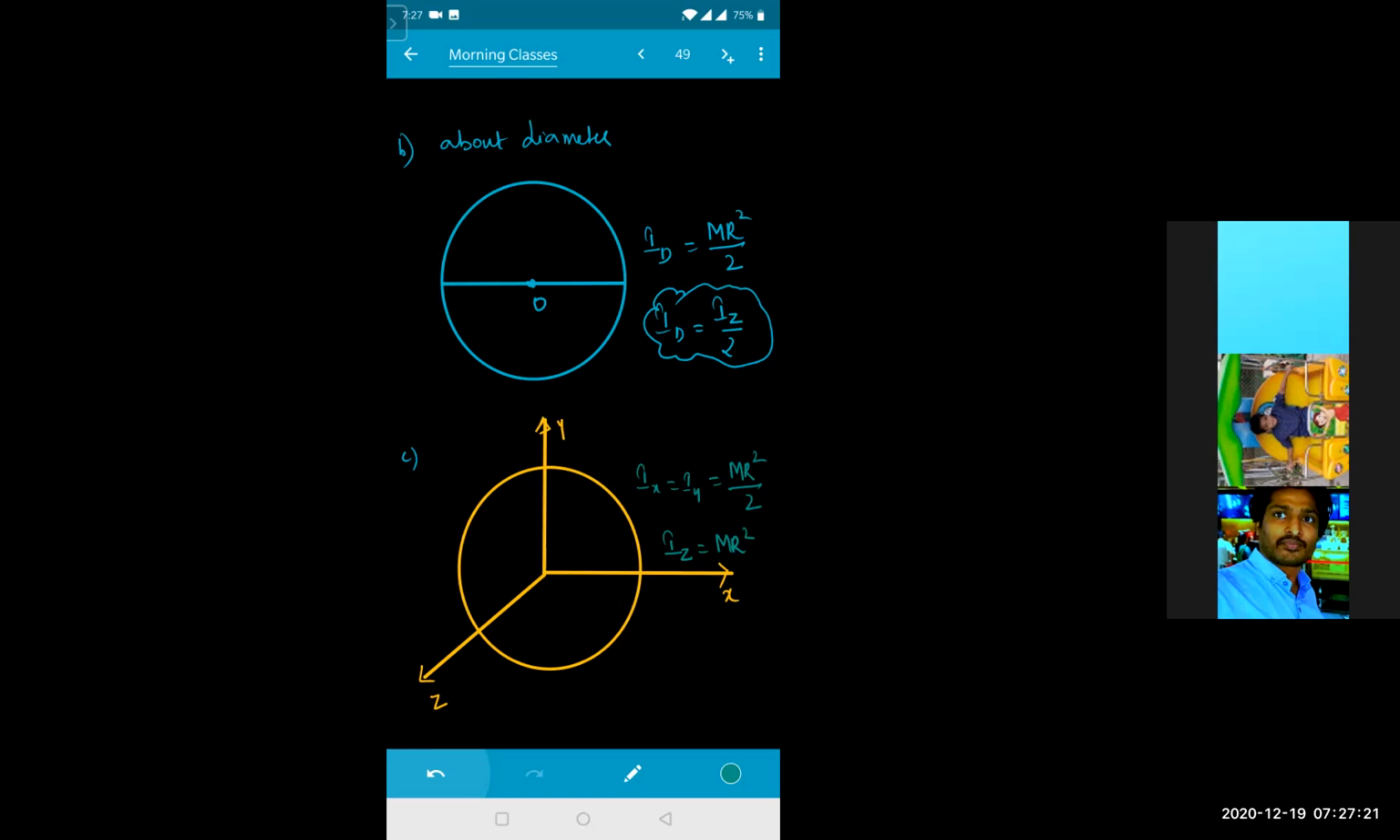I will do the proofs. Just try to remember first the diagrams and try to see how we are taking the axes. So the moment of inertia about the x axis is MR square by 2, along the y axis MR square by 2, but along the z axis it is MR square. Okay?